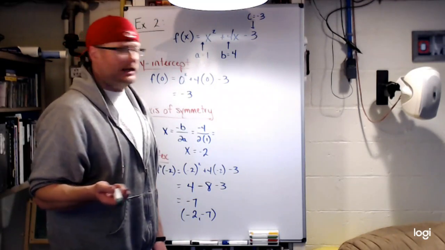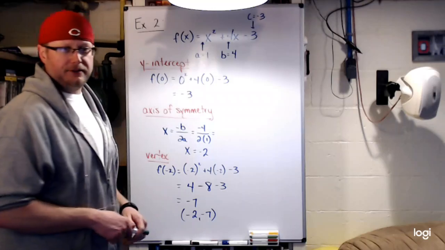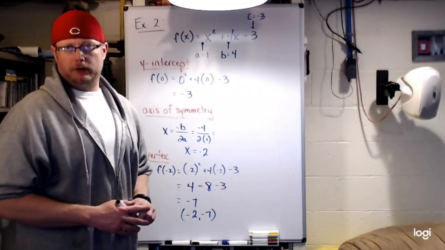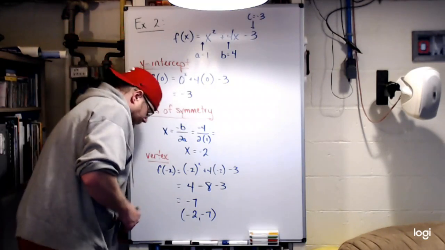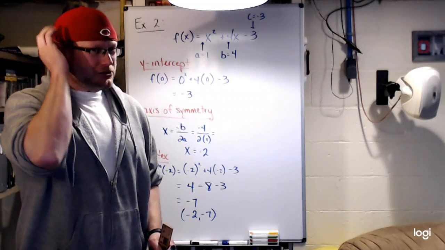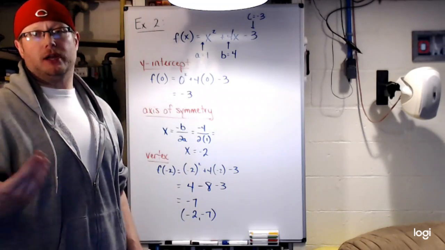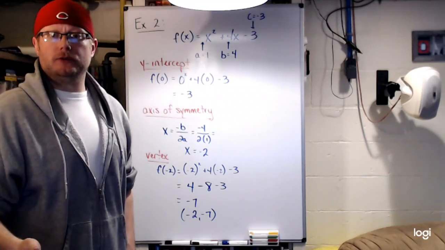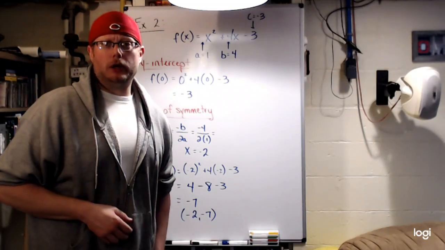let's graph it. Let's take all the information I have here and actually graph the thing. Now, at this point, I don't always have enough information to be able to graph it. Sometimes you're going to have to make that table of values that I showed you in example 1.